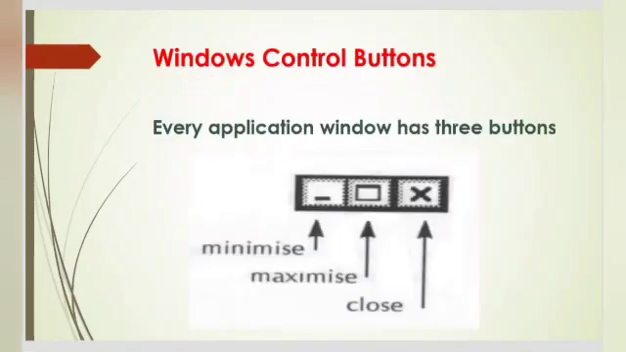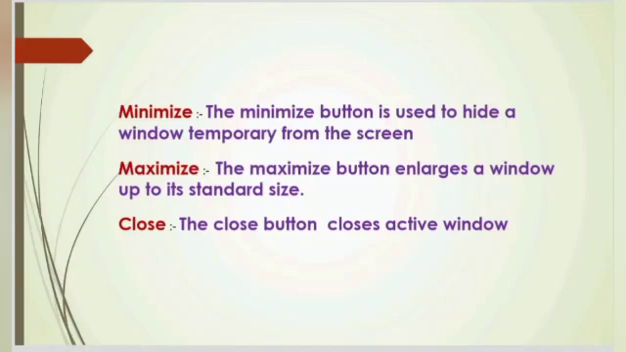The next one is Windows control buttons. On the Windows operating system, every application window has three buttons: minimize, maximize and close.